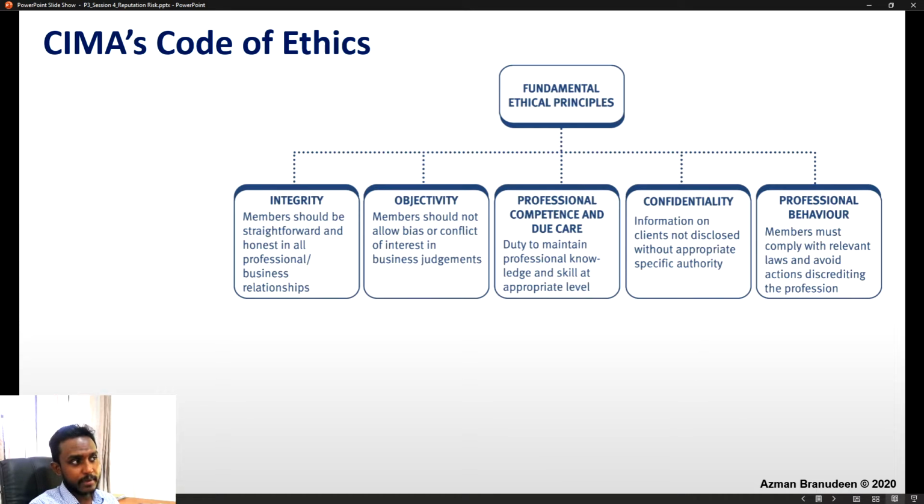Then objectivity. Members should not allow bias or conflict of interest in business judgments. Then you have professional competence and due care. Why we are learning all of these things is because the CIMA examiner absolutely hates and detests promoting anyone they deem incompetent. So this is the duty to maintain professional knowledge and skill at the appropriate level. Then you have confidentiality, which is the information on clients that shouldn't be disclosed without appropriate specific authority. Professional behavior is that members must comply with relevant laws and avoid actions discrediting the profession.